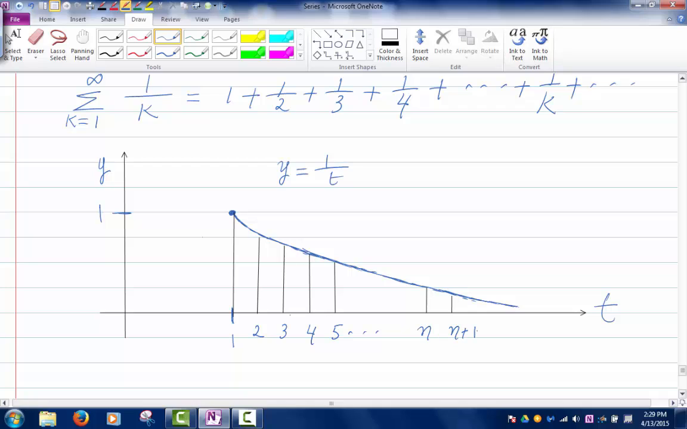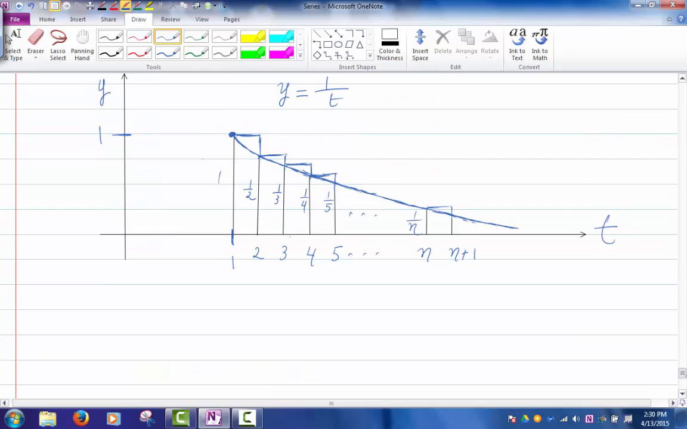Now, what's the height of the curve at 1? 1. What's the height at 2? What's the height at 3? 1/3. At 4, 1/4. At 5, 1/5. At n, it is 1 over n. Now, I'm going to draw some rectangles. I'm going to draw a rectangle like this on the first interval. On the second interval, a rectangle where the height is 1/3. Then a rectangle of height 1/4 between 4 and 5, and between n and n plus 1, a rectangle of height 1 over n. Is everybody okay? Now, what's the total area of these rectangles?